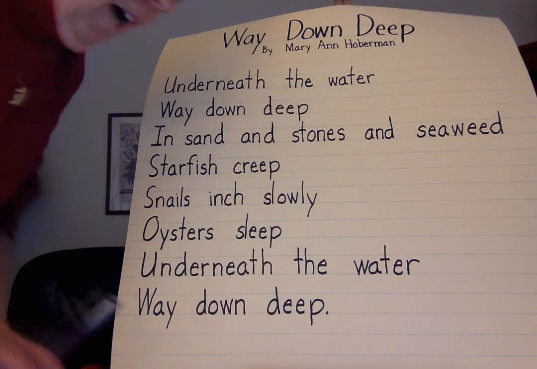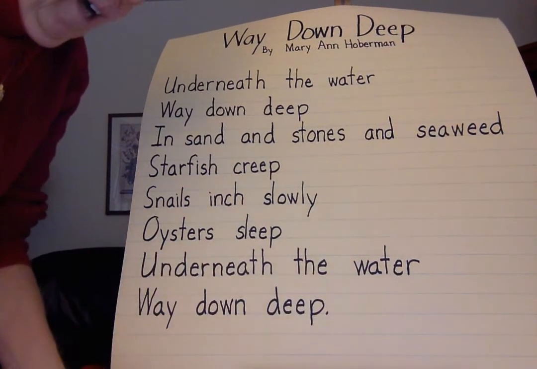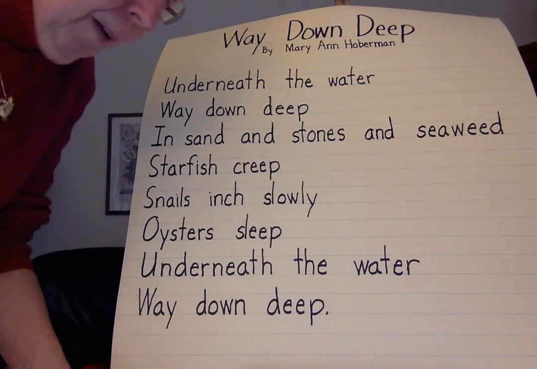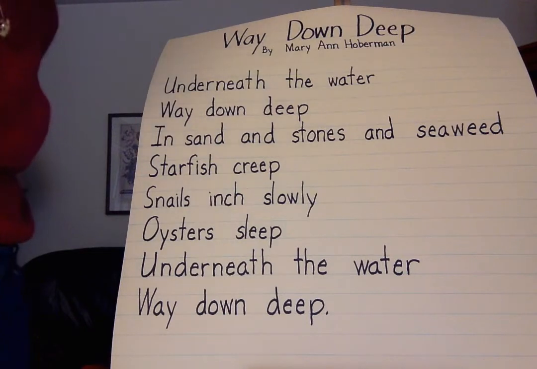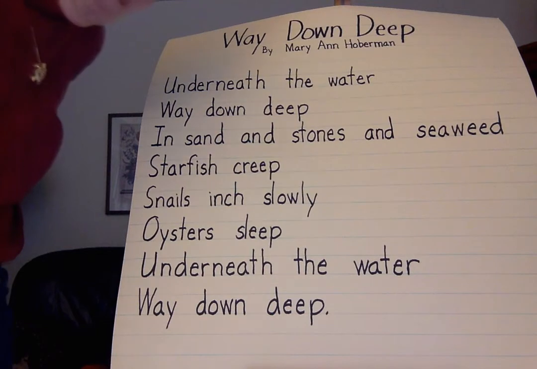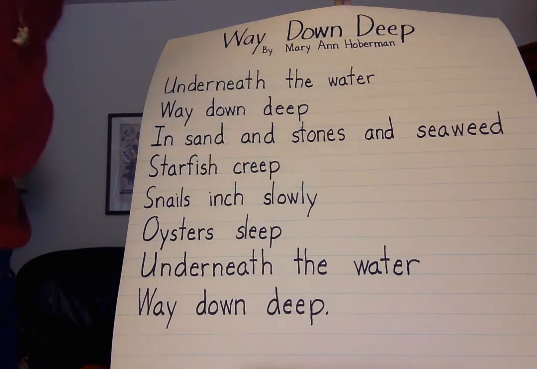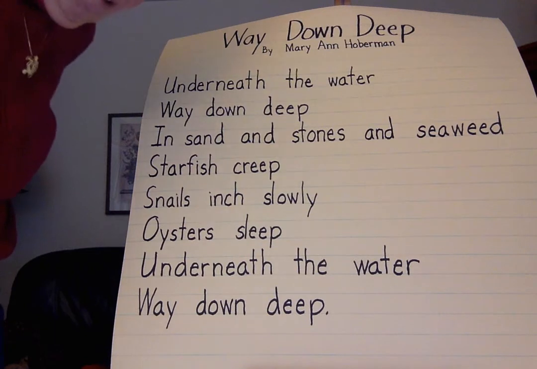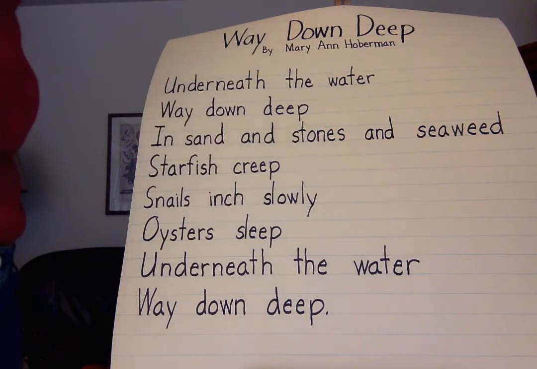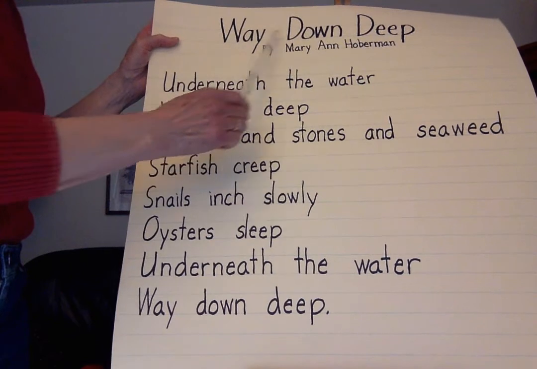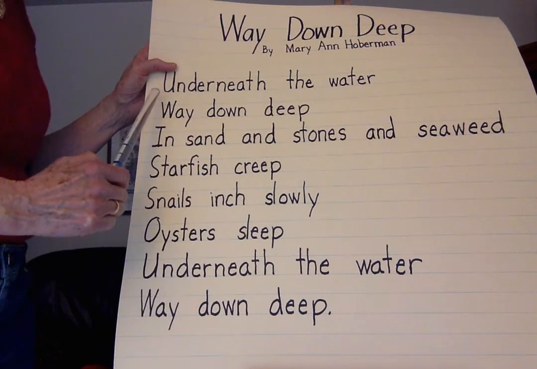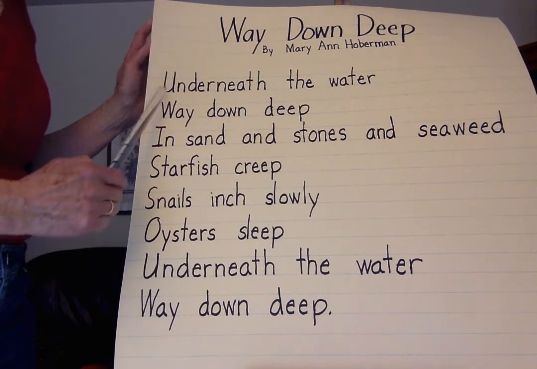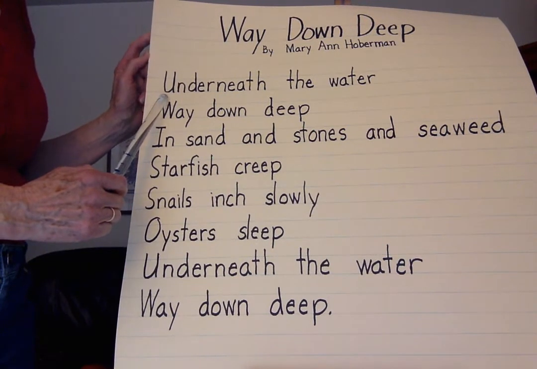Now, I'd like you to close your eyes, and if you have someone there with you, close your eyes and think for just a minute about what did you picture in your mind as you listened to this poem. All right? And let's listen to the poem again, and this time, read any of the words that you remember with me. Way Down Deep by Mary Ann Hoberman. And while we're reading it, see if you can draw a picture in your mind. That's called visualizing. See if you can visualize what this might look like down there.